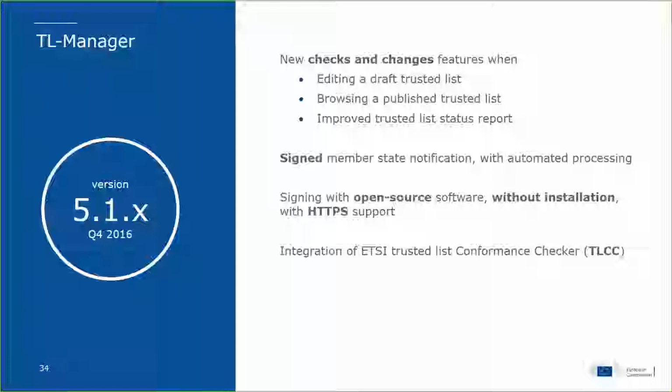As I said, there is this signed member state notification with automated processing. So as soon as you send the notification through the tool and sign with one of your trusted list signing certificates, it will be automatically processed up to a draft LOTL on our side. So it's very easy and very efficient, this process, and so we are able to issue a new LOTL in a matter of hours.